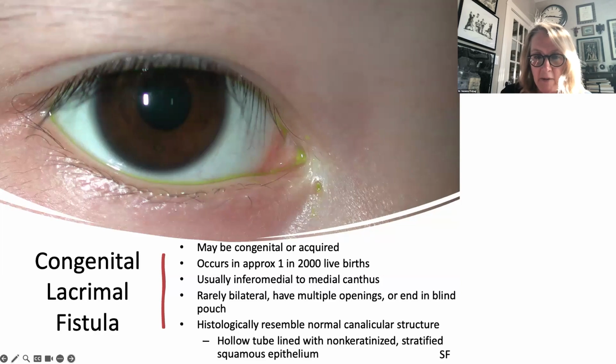They can be bilateral, they can have multiple openings or end in blind pouches. I had a patient recently with 2 of these on each side, and most of them were blind pouches. If you look histologically at these structures, if you remove them, they are similar to a normal canaliculus with non-keratinized stratified squamous epithelium. Next.